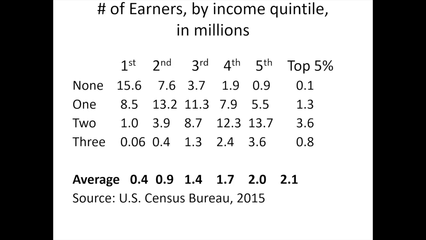And then the top 5% is even more extreme. 100,000 have no one working, and 3.6 million households have two people working. And look at the average on the bottom. The first quintile has an average of 4/10 of a person working. The top fifth has an average of two people working.